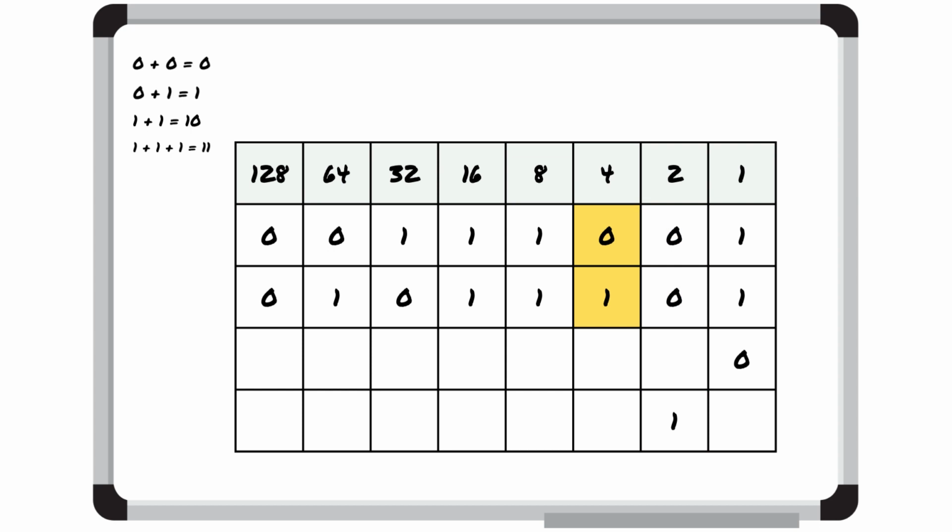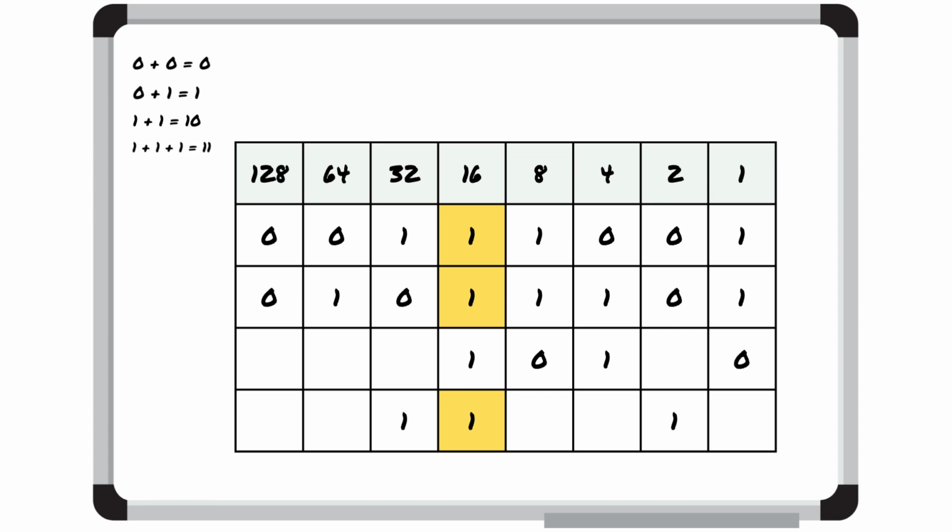So in this column we have again a 0 and a 1, so the same rule again tells us to put a 1 in this column and move on. In this column we have two 1s again, so the rule shows us that we put a 0 in this column and we carry a 1 to the next column. This next column already had two 1s and now it has our carried 1 as well, so we need the rule for adding three 1s, which tells us to put a 1 in this column and carry a 1 to the next.